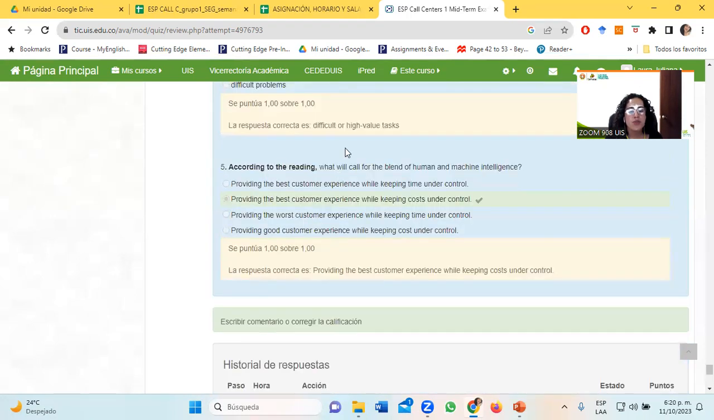Number 5, according to the reading, what will call for the blend of human and machine intelligence to provide the best customer experience while keeping costs under control. So both are important to provide the best service that we can and also keeping the cost at a manageable level.